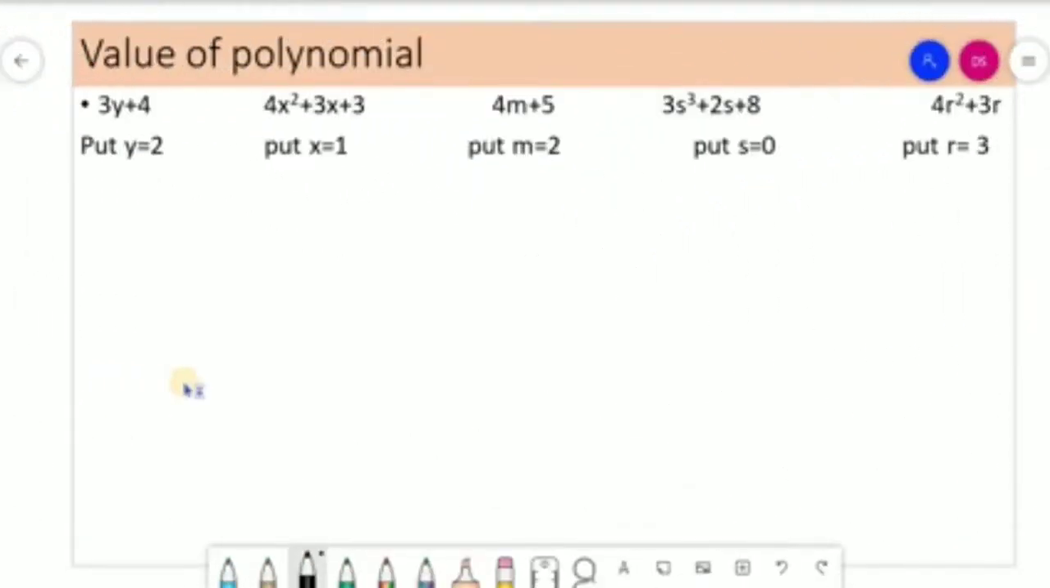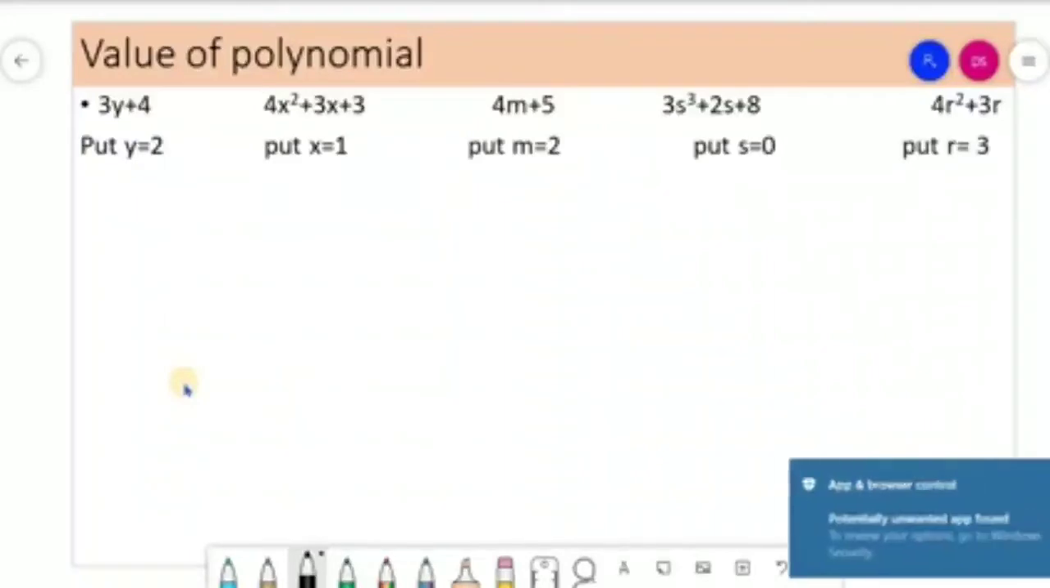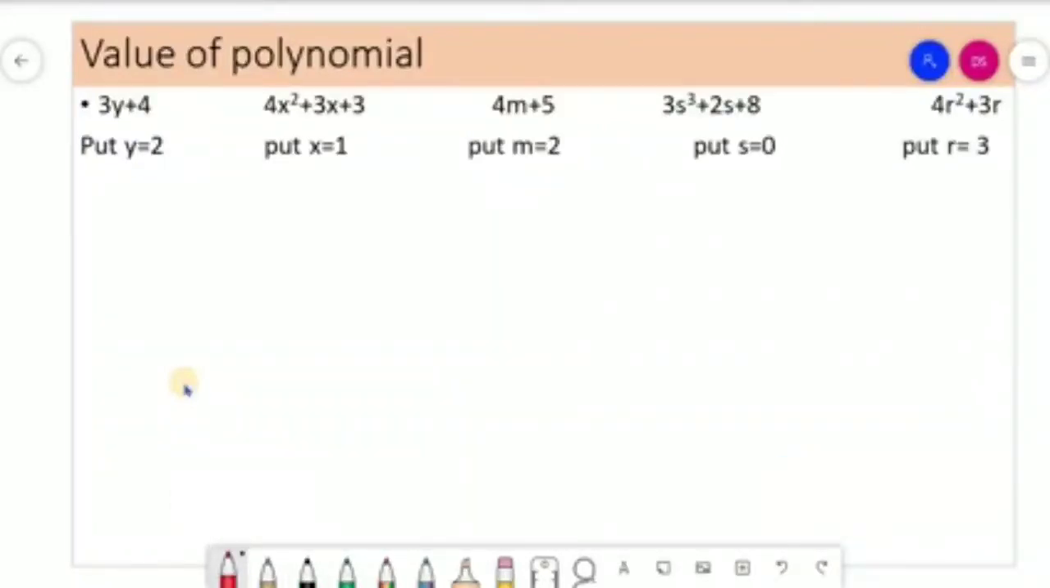Okay, we will discuss the value of a polynomial. Look at the first example. Here 3y plus 4. Now the instruction given here is to put y equal to 2. So in order to get the value of the polynomial, we have to put 2 instead of y. Now I am writing P(y) is equal to, as I have already told you, the polynomial with variable y, which is 3y plus 4.